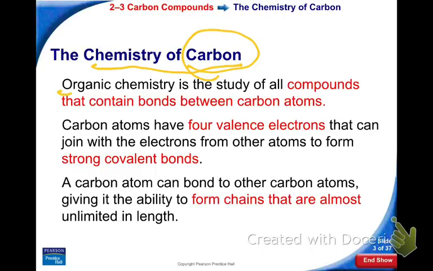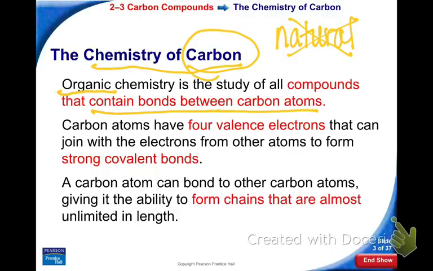So we're going to be discussing what's called organic chemistry, and organic just means the chemistry of carbon. This is not the same thing as when we see organic at the grocery store, which means natural. So organic does not mean, for our purposes, natural. Get that out of your head. Organic here means that these compounds, these molecules, contain carbon. It's all about carbon.